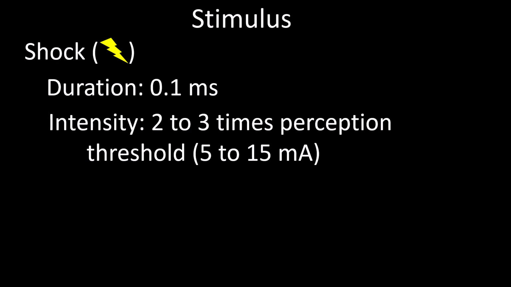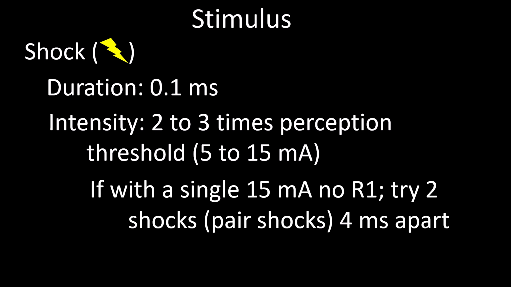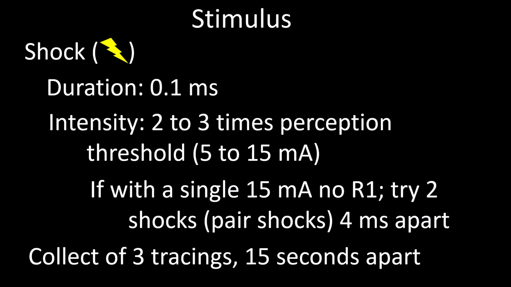The shock should have a duration of 0.1 millisecond. Intensity should be about 2 to 3 times perception threshold. This is usually achieved with currents from 5 to 15 milliamps. In special cases, if with a single 15 milliamps shock no R1 is generated, a pair of shocks of similar intensity, 4 milliseconds apart, often manage to generate R1. We normally collect 3 tracings using 3 stimuli 15 seconds apart from each other. The shocks are timed to fall between spontaneous eye blinks.